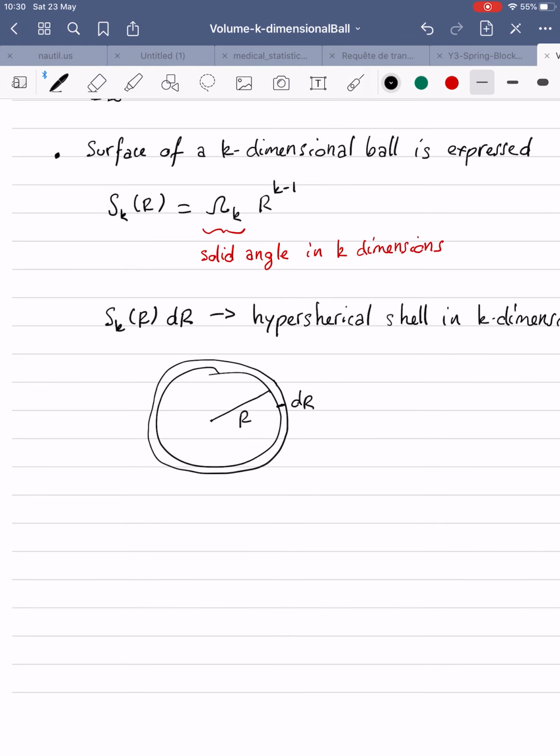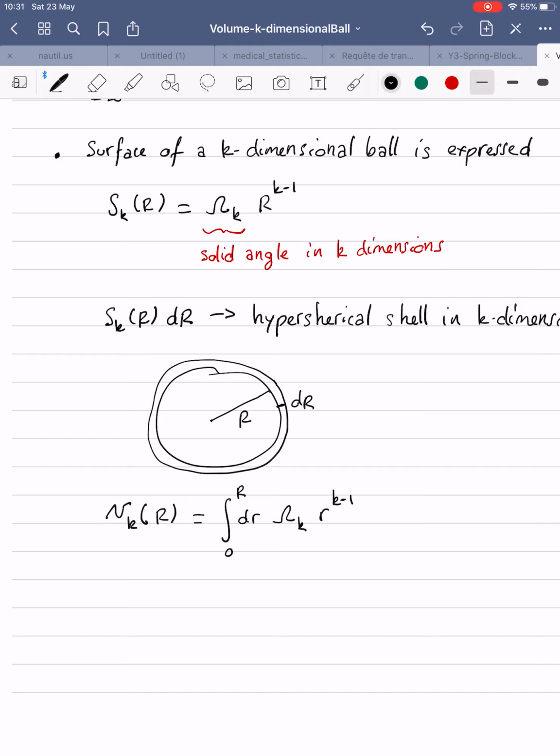So what you get is a relation between Vk and Sk: Vk of R is equal to the integral from 0 to R of dR times omega k times R to the k minus 1. That's it. I'm basically adding up the volume of concentric spherical shells in k dimensions.